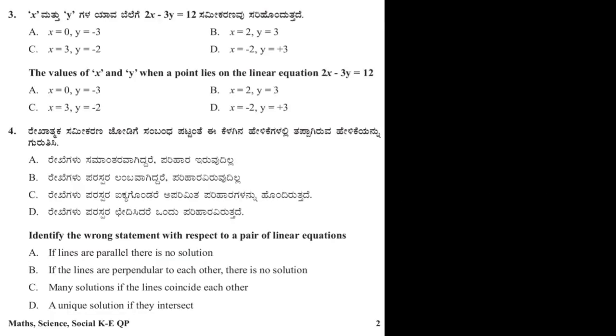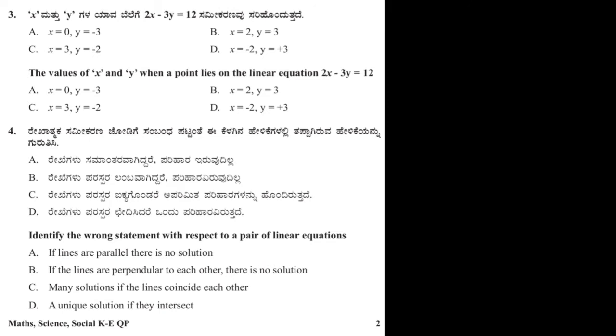Third one, the values of x and y when the point lies on the linear equation 2x minus 3y is equal to 12. Here they said we need to find x and y which lie on that equation. That means by substituting x and y we need to get 12. Then that is the correct answer. In the options only we will check now.